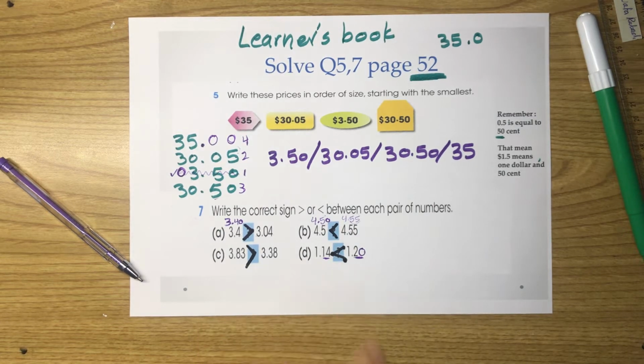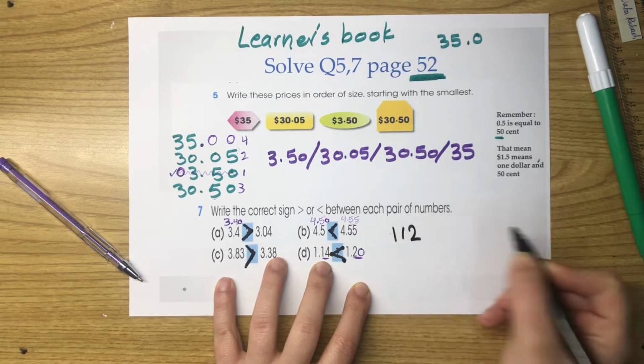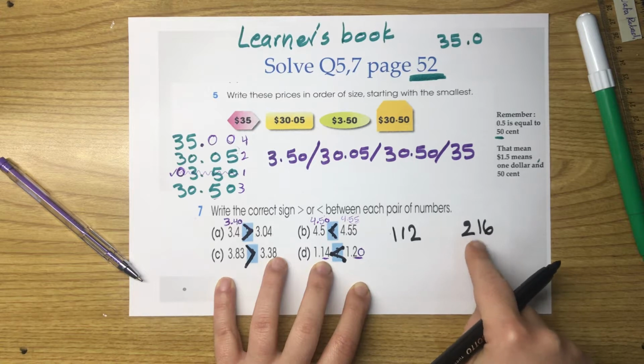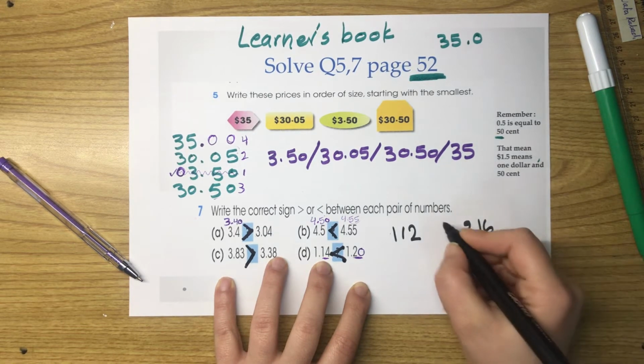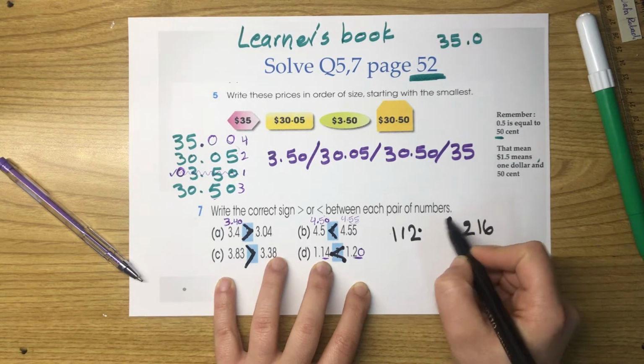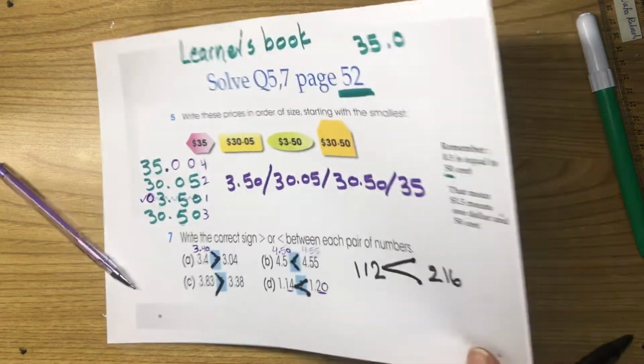Another example of this way. Okay, let's compare between 112 and 216. Definitely this one is bigger, so this one is gonna take 2 points. This one is gonna take 1 point, smaller. Connect. You just solved the question. Okay? Next.